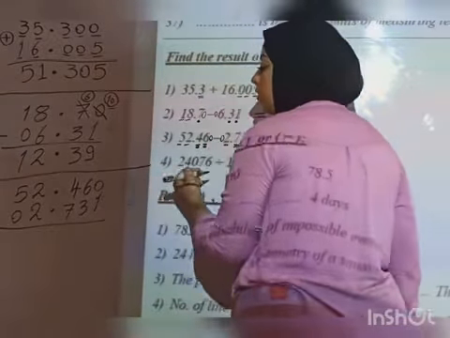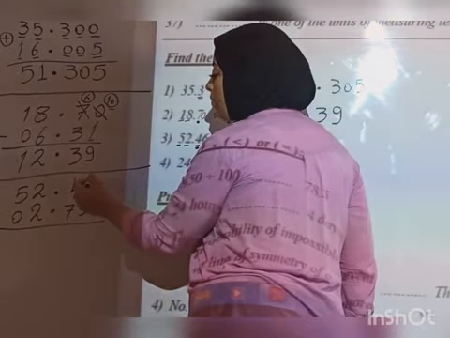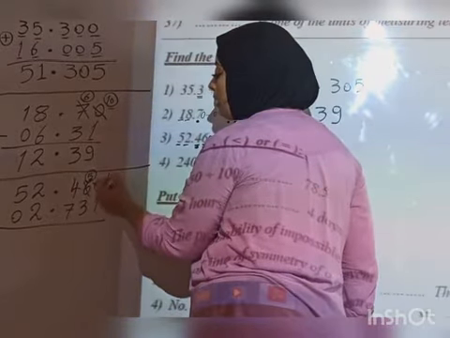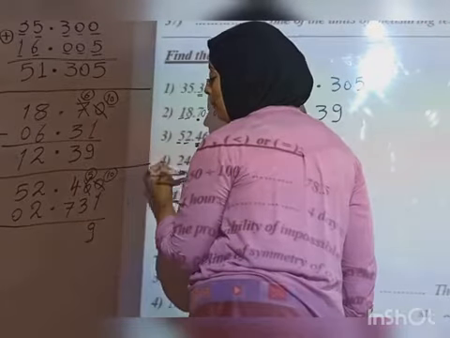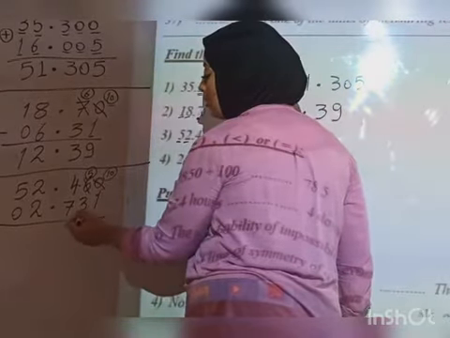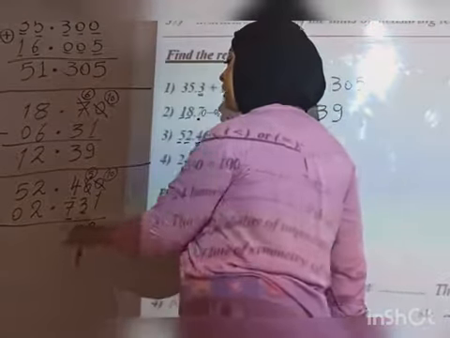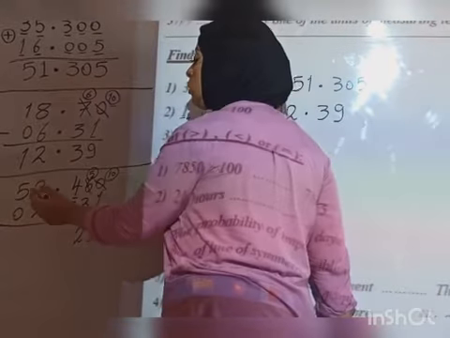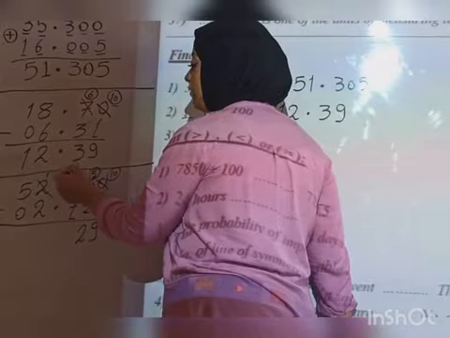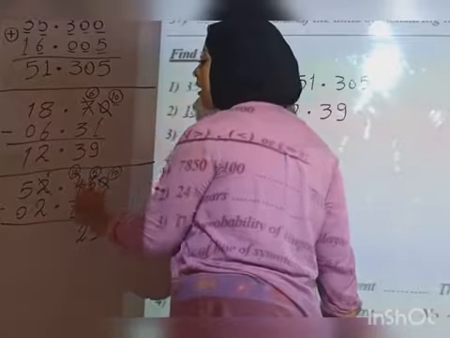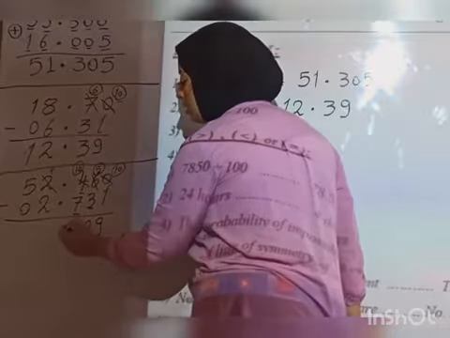0 minus 1, we can't take 1 from 0. So we borrow 1 from 6. 6 will be 5, then 0 will be 10. 10 minus 1 equal 9. 5 minus 3 equal 2. 4 minus 7, we can't take 7 from 4. So we borrow 1 from 2. 2 will be 1, then 4 will be 14. Count after 7 up to 14. It will be 7.